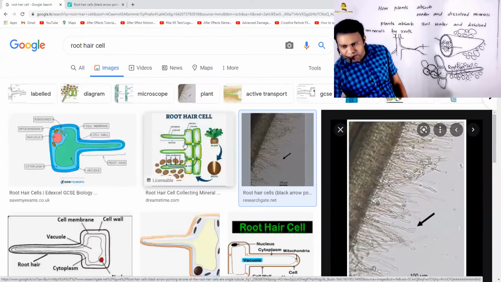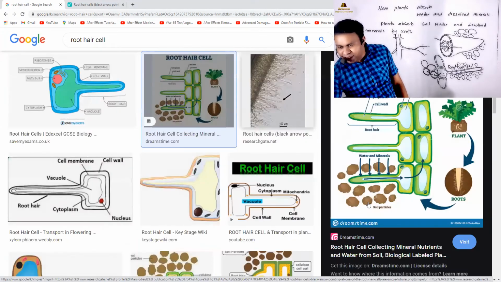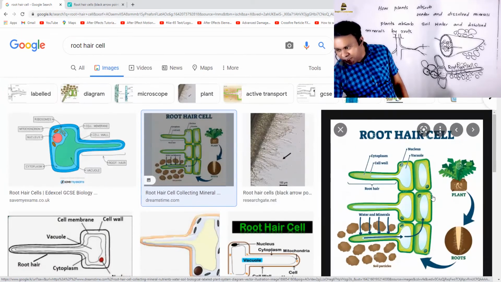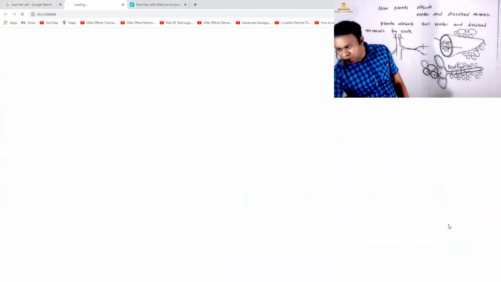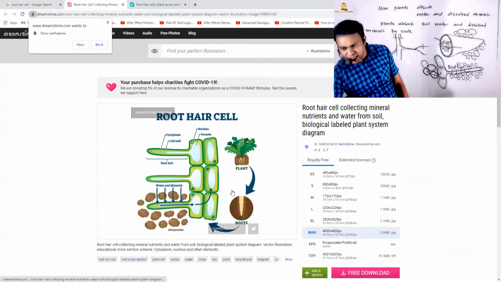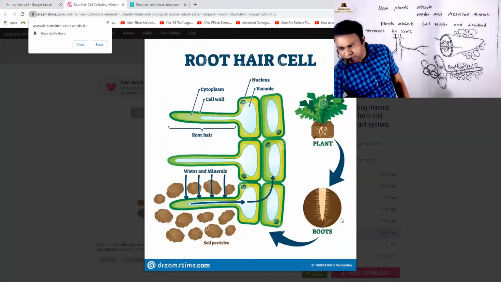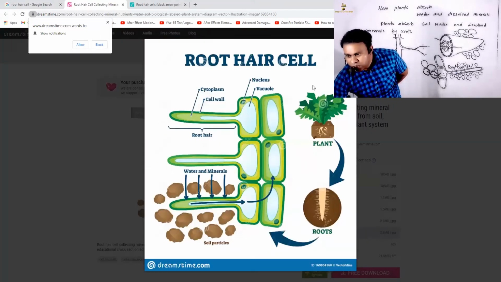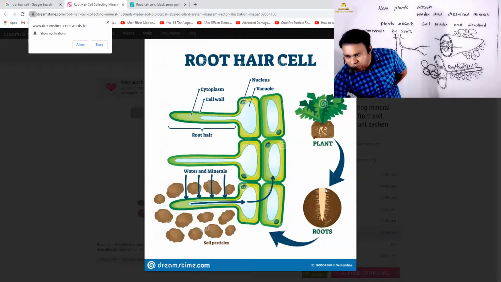Can you see? Yesterday one of our girls drew this and sent it to me. So that's how that root hair exists. Yes, actually this is a plant. So you can see the root, and root hairs can be seen like that. Okay.